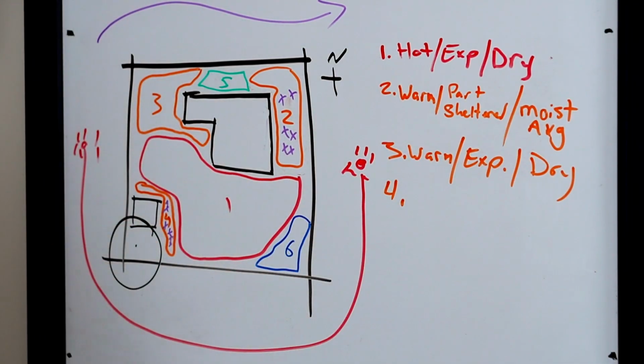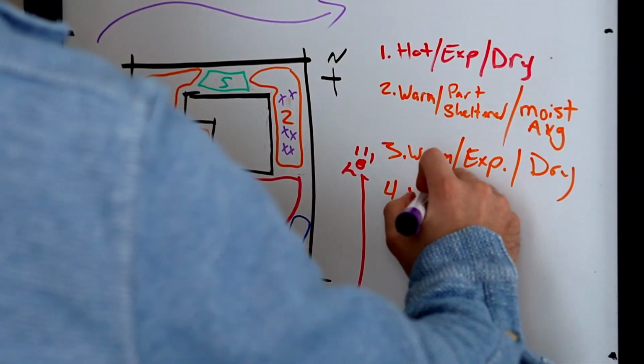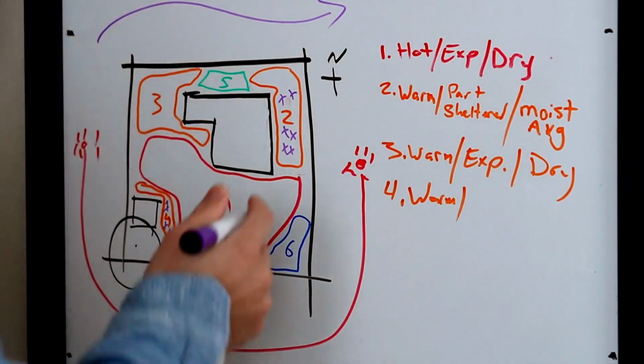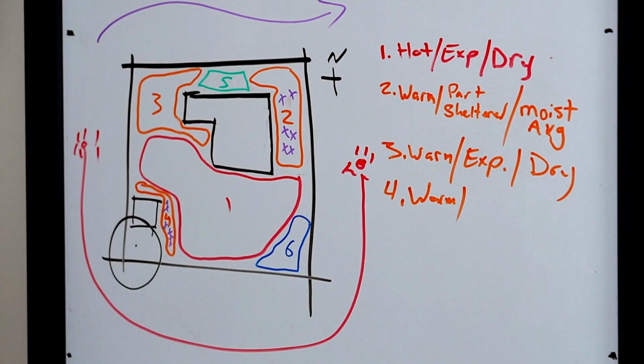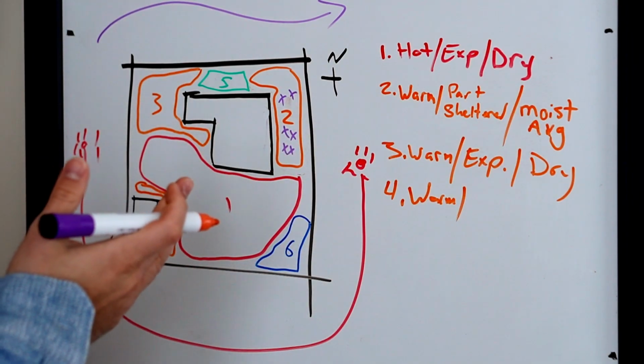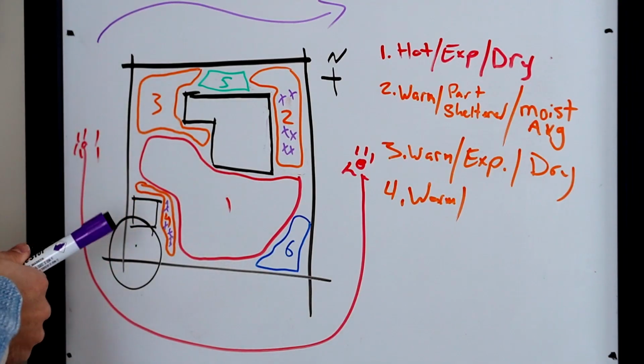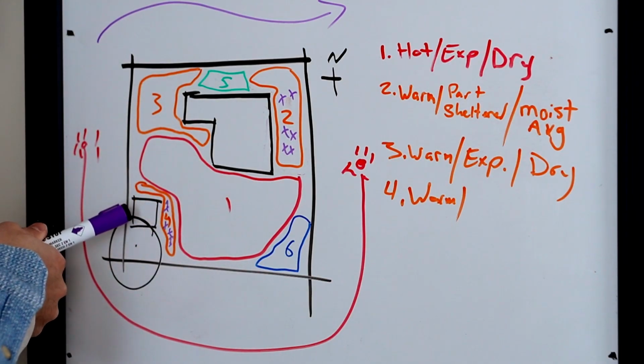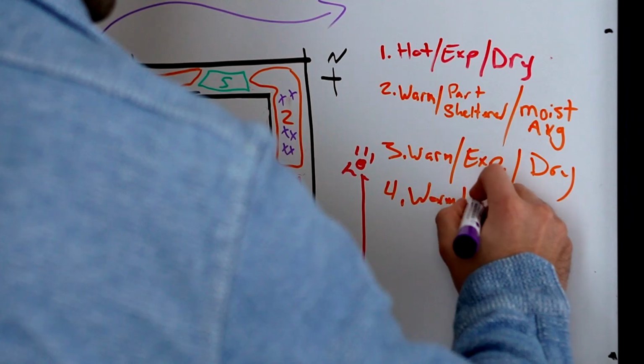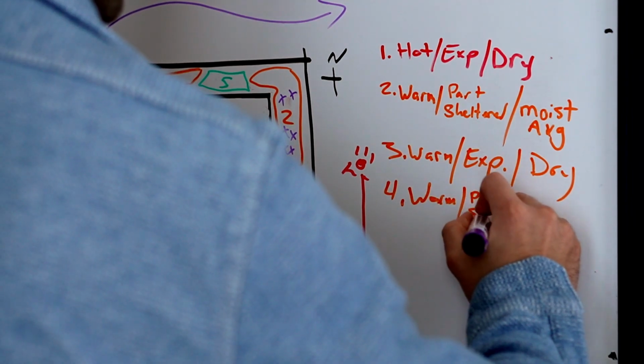Next up, Zone 4. Down here by the shed. So same deal, we're warm. Not too hot, not too cool. Get a nice blockage of afternoon sun, catching sun for most of the day otherwise. Exposed or sheltered. We got a tree, we got a shed, so we're partially exposed, partially sheltered. So we're gonna call that part sheltered.